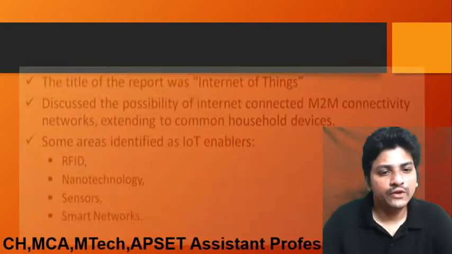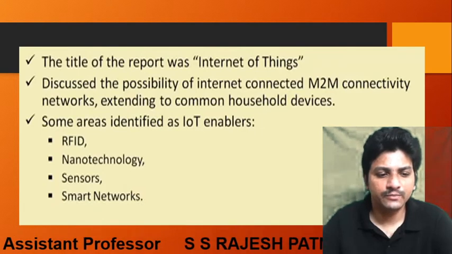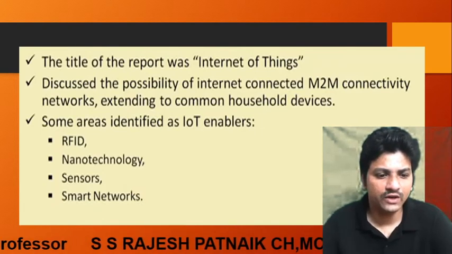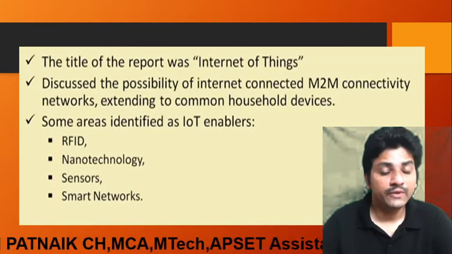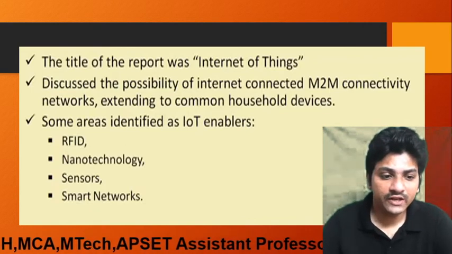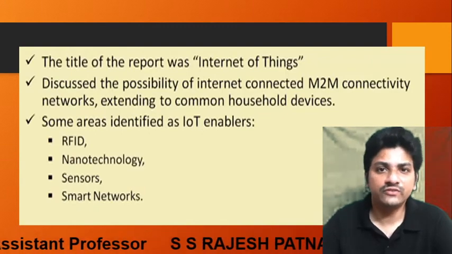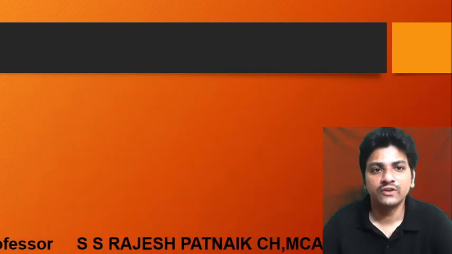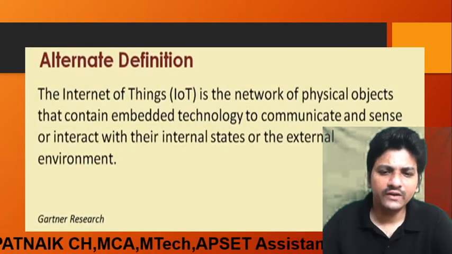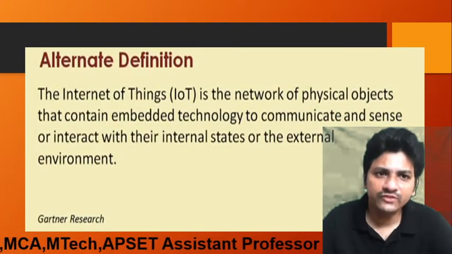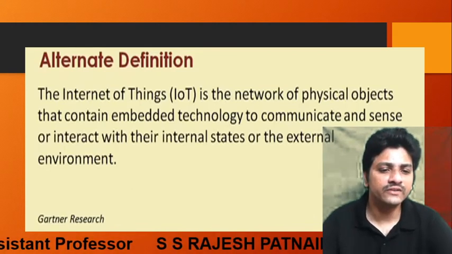Now we are going to understand some concepts. We already understand the areas identified as IoT enablers: RFID, nanotechnology, sensors, and smart networks. Now we already understand the basic definition of the Internet of Things. Here I have given a basic definition.